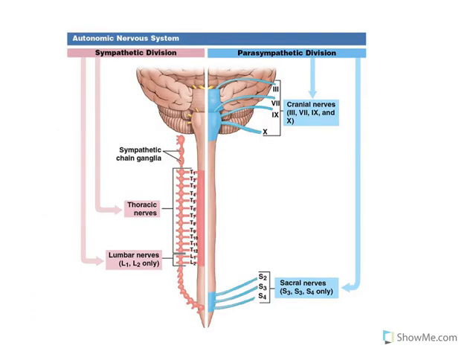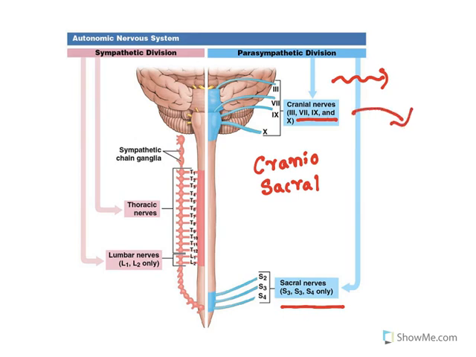Now, the parasympathetic system is also known as the craniosacral system. Why is it called that? Because the parasympathetic division comes out through the cranial nerves 3, 7, 9 and 10. Not only that, it also comes out through the sacral nerves S2, S3 and S4. So it comes from cranial nerves as well as sacral nerves. Hence it is also known as the craniosacral system.